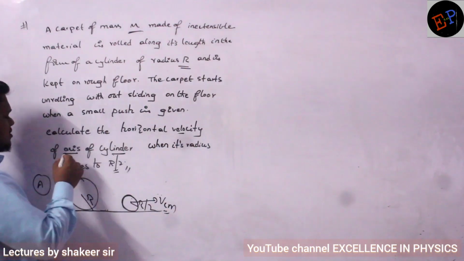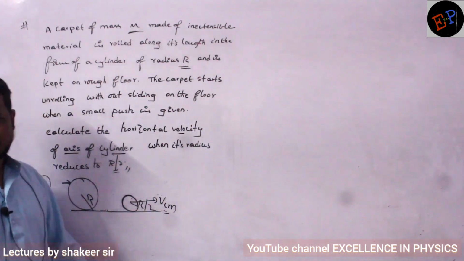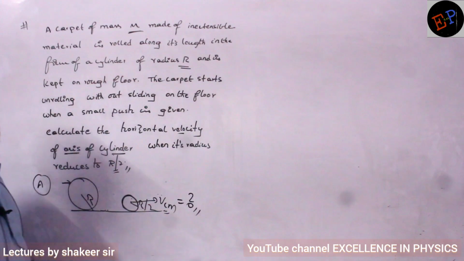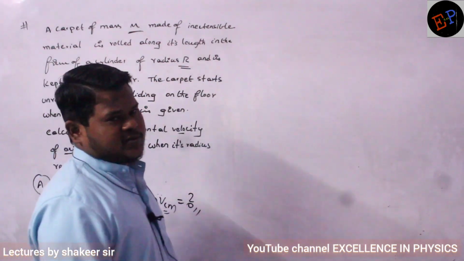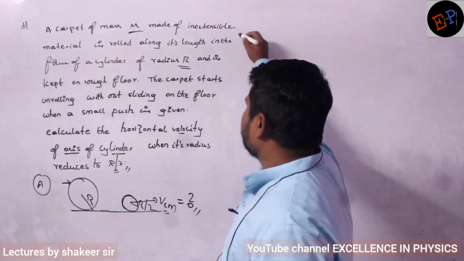Calculate the horizontal velocity of the axis. Horizontal velocity of axis means what? Velocity of center of mass. So that velocity of center of mass I want to calculate after it has unrolled to a radius of r by 2. Okay, ma? Can you say how I can do the calculation?